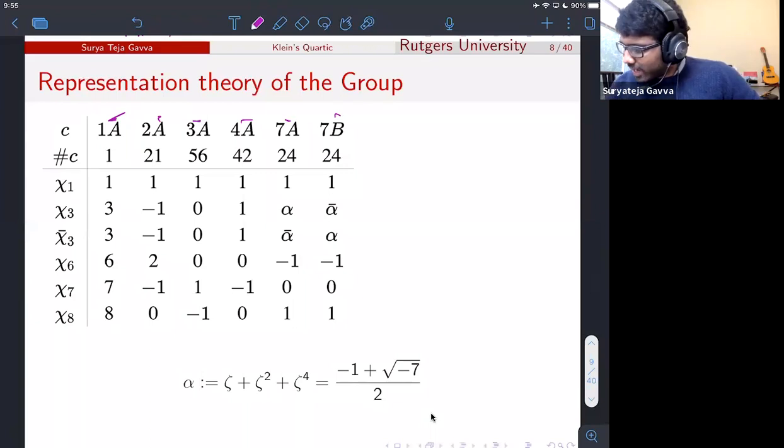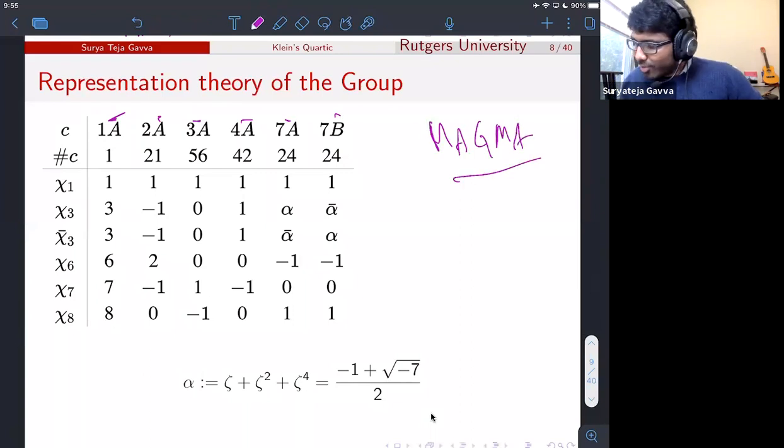I haven't done it myself. I think Magma has an inbuilt system to actually compute irreducible representations, so we should try to see how to make computers compute these things. But our symmetry group has these 6 irreducible representations. You can see that the dimensions of the representations are 1, 3, 3, 6, 7, and 8. And these are the characters.